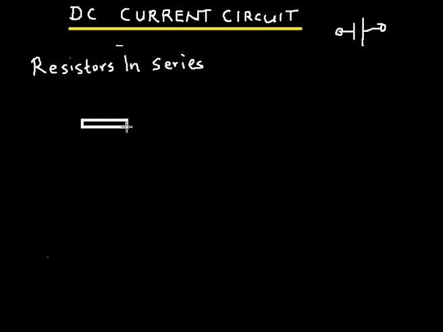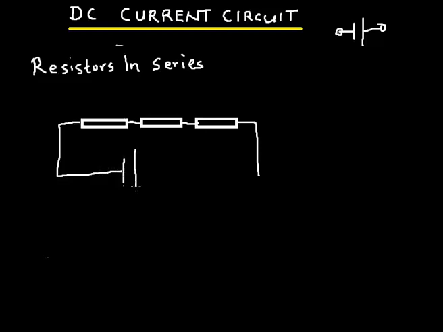This is a typical connection of resistors in series. These resistors are said to be in series because the same piece of wire is connecting all of them. Then that wire connects them to a voltage source. So this is a typical example of resistors in series. Let's have resistors R1, R2, and R3 in series, connected to a voltage source V.